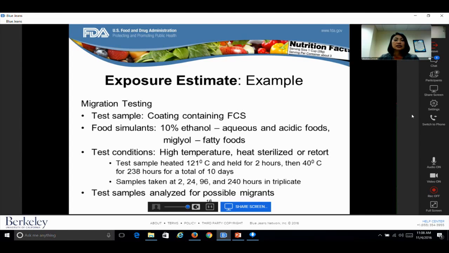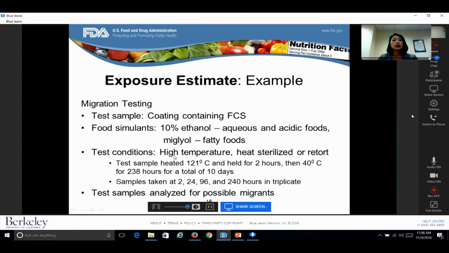So for the migration testing, we would recommend the test sample to be the coating that contained the SDS at the use level that is supposed to be used, and then in contact with the food simulant. So the SDS was supposed to be used in contact with aqueous and acidic foods. We recommend 10% ethanol for both of those. And then if it's in contact with fatty foods, we recommend Miglyol.